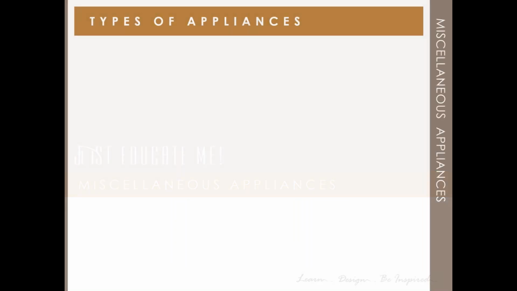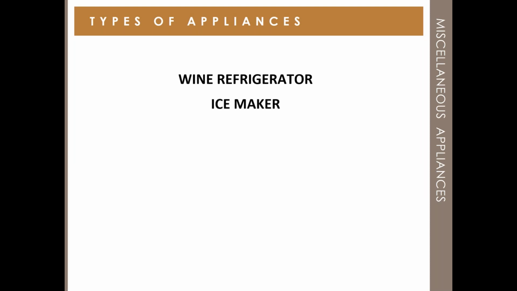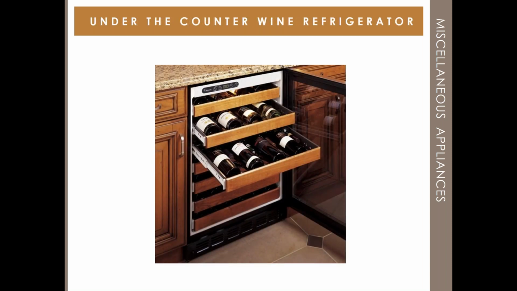Some miscellaneous appliances. Wine refrigerator, very popular. Ice maker. A steamer hob. Beverage centers. Grill. Grill not as popular in a kitchen today. Used to be. Okay, wine refrigeration. Very popular. Comes in all different styles.